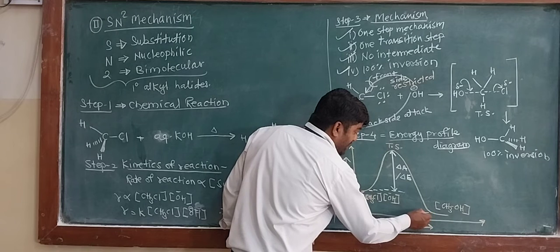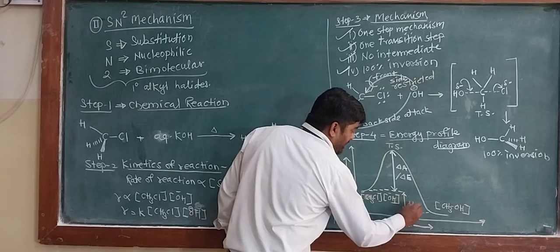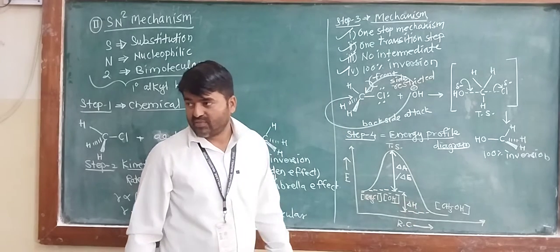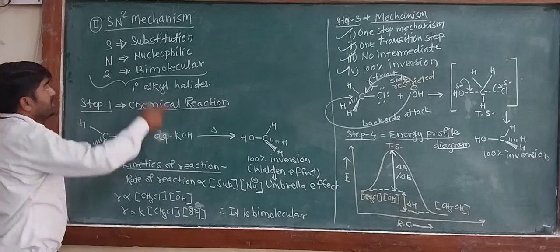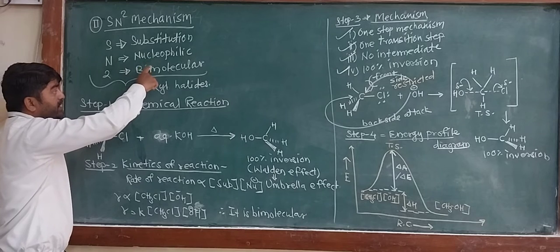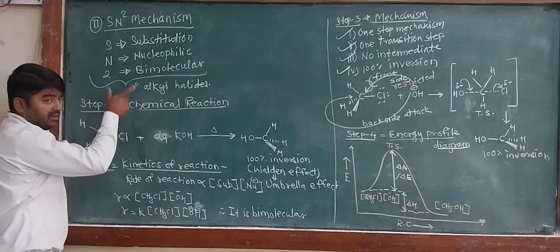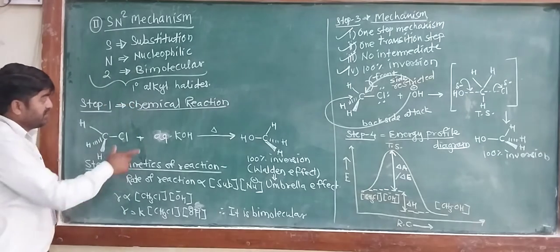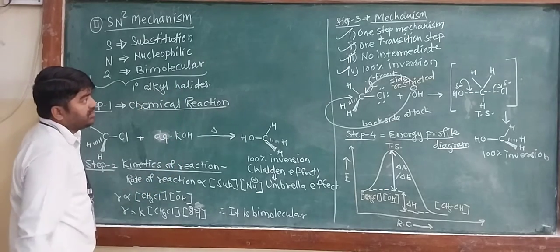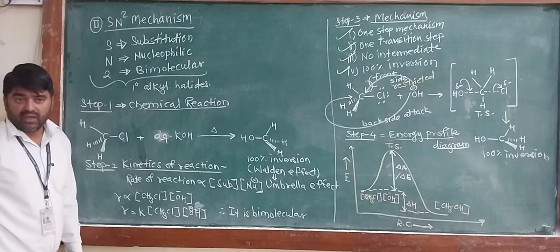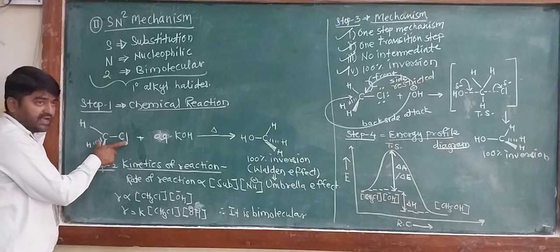While the energy gap between energies of reactant and product is called enthalpy of reaction, delta H. So let us recap. In SN2 mechanism, S stands for substitution, nucleophilic, bimolecular. It is given by primary alkyl. The mechanism is explained in 4 steps. First one is the chemical reaction, second one is the kinetics of reaction, then mechanism of reaction and energy profile diagram. So in chemical reaction, we took methyl chloride as a starting material.